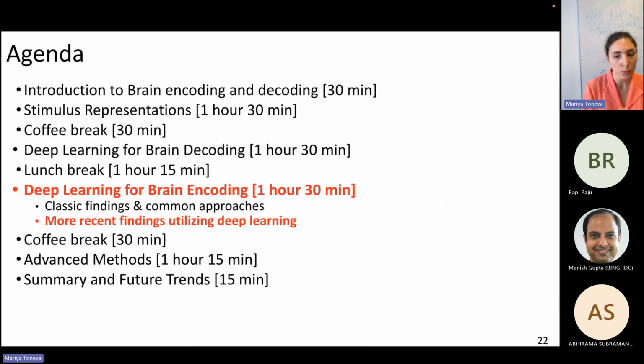Okay, so this was the first part, which talked about these classical findings and the actual pipeline for evaluating the similarity of representations from models and from the brain. And I want to pause here briefly to see if there are any questions about these very classical findings or the common approaches before I get into the more recent findings that use deep learning.